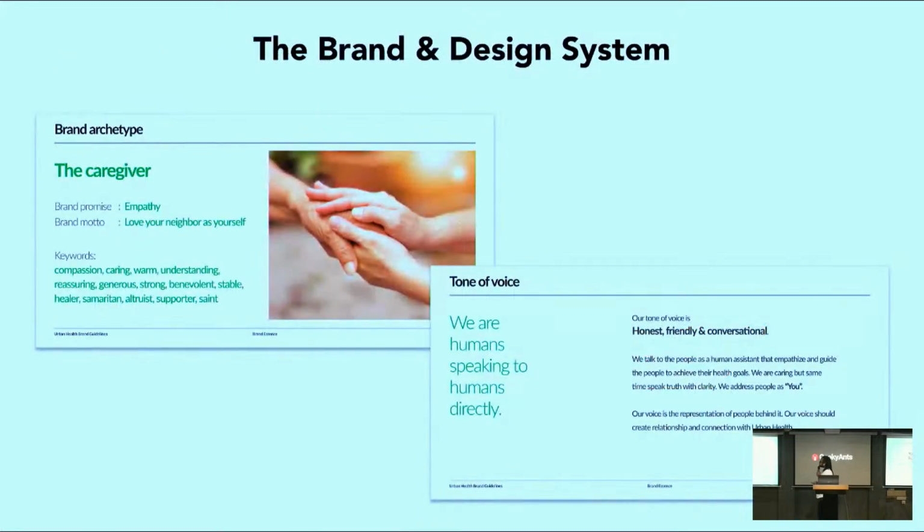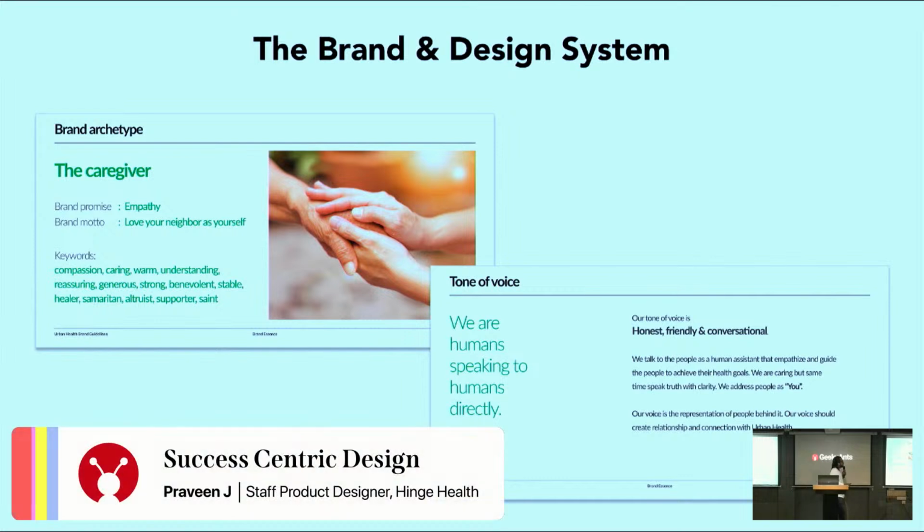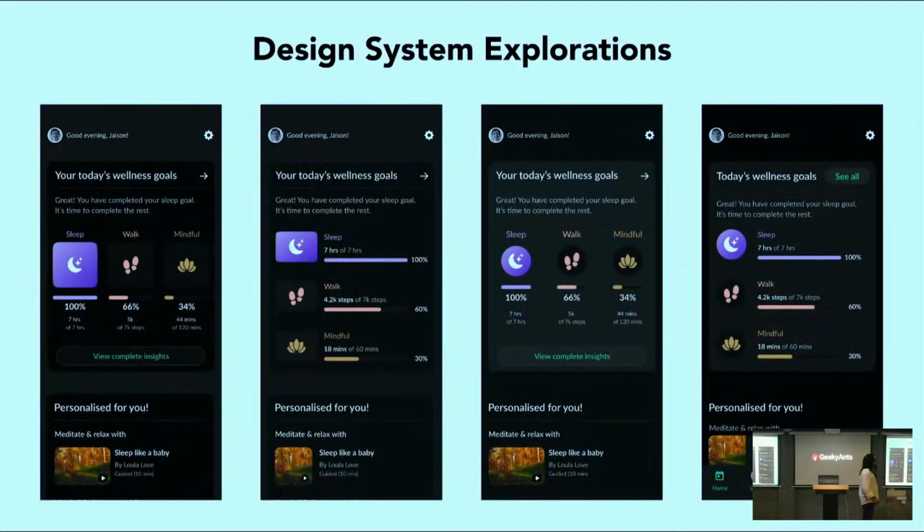In our case, we chose caregiver as the brand archetype. When you choose caregiver as an archetype, you can define your brand promise, brand motto, some of the keywords that go with your brand, also the tagline and tone of voice. You can decide all these things because you already have an archetype in mind. So with that brand redesign, I created an entire brand guidelines.